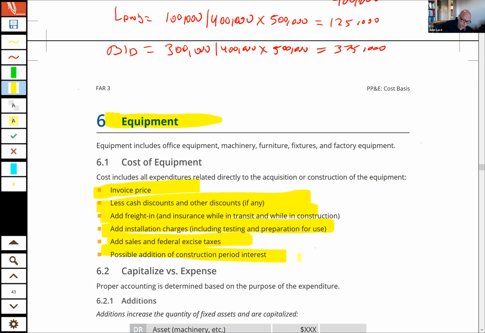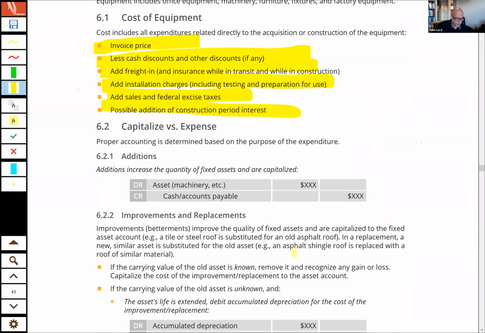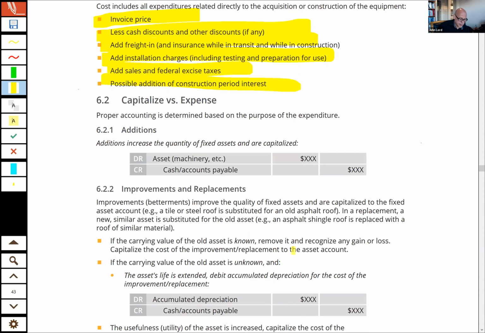And again, we're going to get to, I promise, construction period interest here in a second. Okay, so you basically will capitalize a lot of these costs down here, and expense is probably going to be more the exception than the rule. Okay, so what should we capitalize?